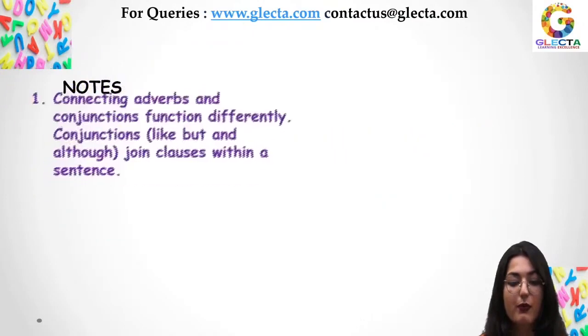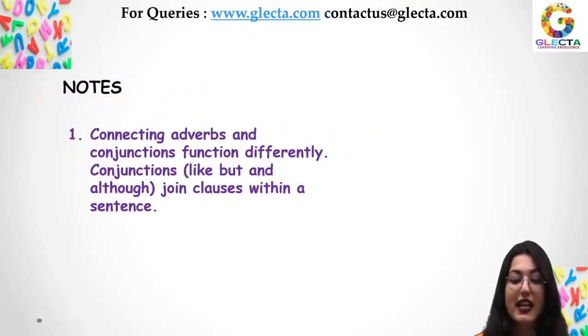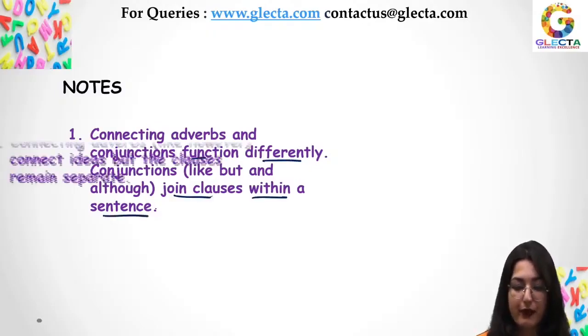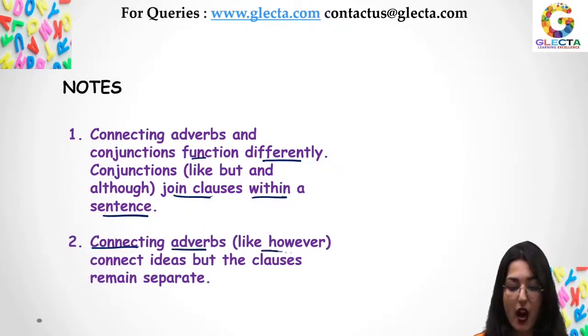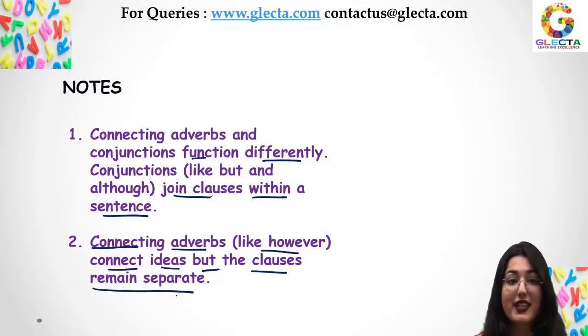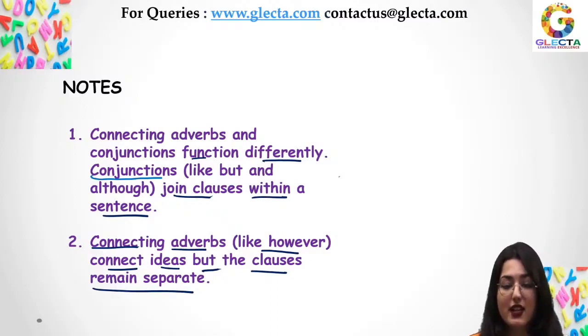Now, moving to some important notes on connectives and conjunctions: connecting adverbs and conjunctions function differently. Conjunctions join clauses within a sentence, and connecting adverbs, like however, connect ideas, but the clauses remain separate. This is an important thing to know. Conjunctions like but and although join clauses within a sentence. So conjunctions are used to join the clauses together. But connecting adverbs do not join two clauses together. They connect the idea, but the clauses remain separate. This is important to know: the clauses remain separate.